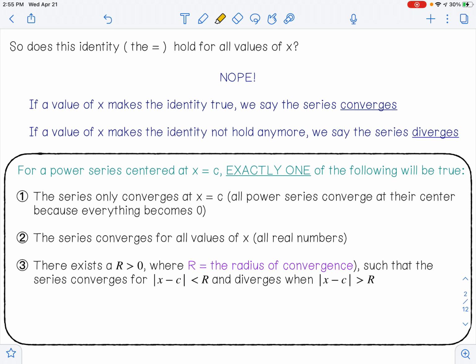So you could also possibly converge for all values of x. So you could plug in any real number and you'd still get a convergent series. The third case is where there exists an R greater than 0, where capital R stands for the radius of convergence, such that the series converges for absolute value of x minus c less than R and diverges when it's greater than R. So that absolute value is just saying when you're within that distance of your center point. For the right and the left side, the absolute value just takes care of the negative. But you're going to see what I mean in a second, because we're going to go through an example, obviously.